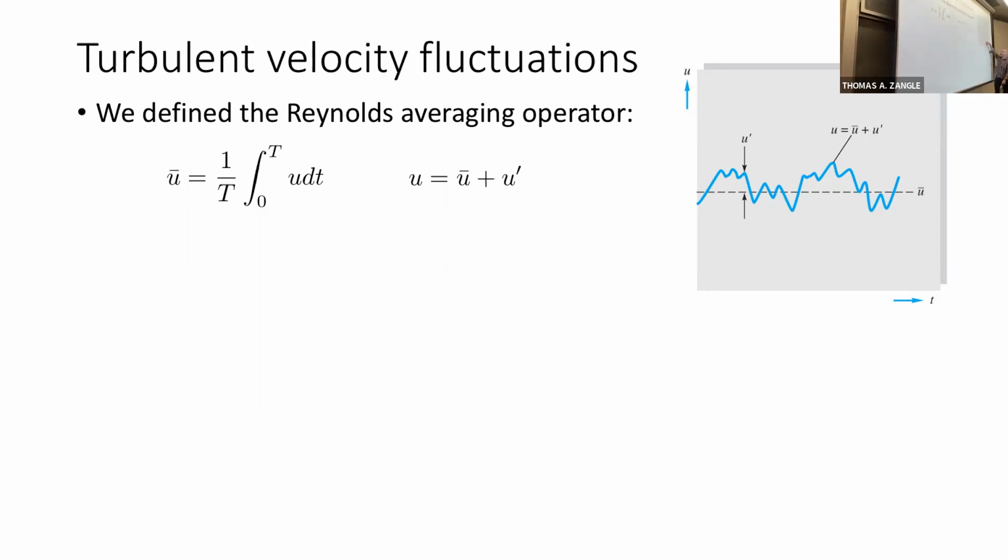So if this is our velocity U that we're measuring as a function of time, the solid line is the velocity U that we're measuring as a function of time. U bar is just this time constant, this time average value. And then what's left over in that U is U prime. The fluctuations around the mean are U prime.